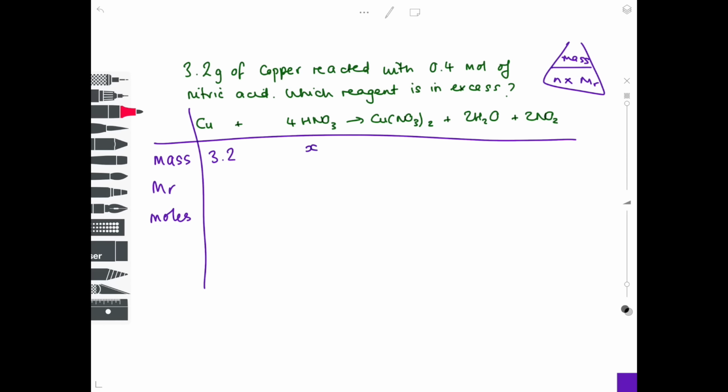So first of all, what is the MR of copper? Using your periodic table you see it's 63.5. So using your formula triangle, how do you work out the number of moles? You do mass divided by MR, so that's 3.2 divided by 63.5 to get 0.05 mole. And then have a look at the big numbers. We've got an invisible 1 here, we have a 4 here, and I've already taught you, you just need to pull that number across, but instead times it by 4, so you get 0.2 moles. So now we compare, and we have a look at what we were given in the question. Well, we were told we had 0.4 moles of nitric acid, but we only need 0.2, so clearly nitric acid is in excess.